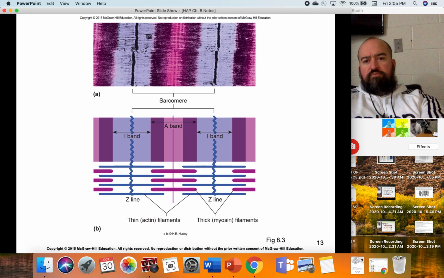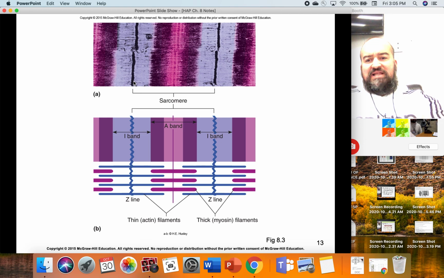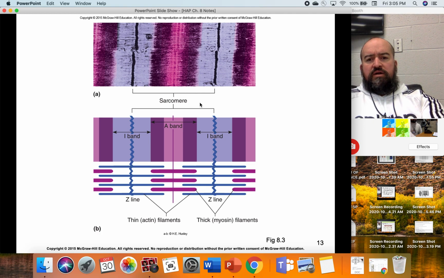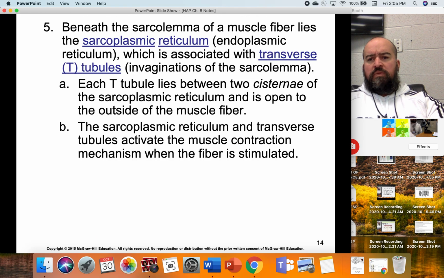Here's an actual photograph of a microscope slide, and you can see the Z line, zigzag on each side. The light areas are the I bands. The dark areas are the A bands. The light area is where the actin is. The dark area is where the myosin and actin overlap. And when a muscle contracts, these Z lines move closer to each other, and that's what shortens the muscle.